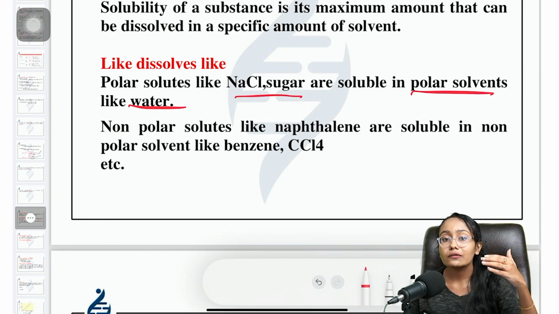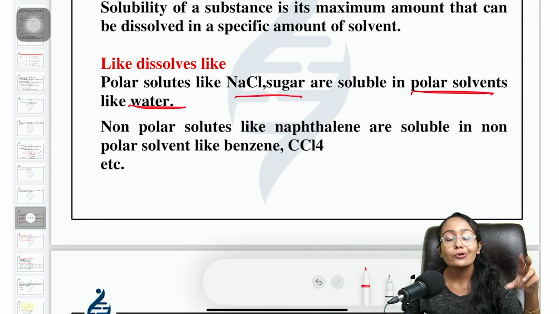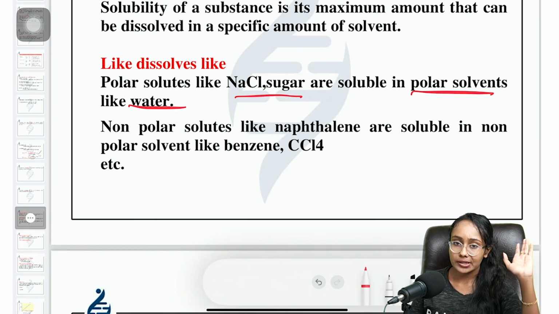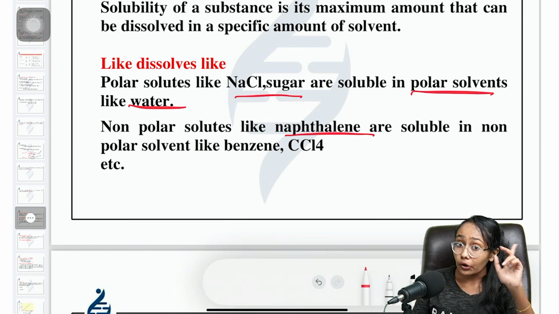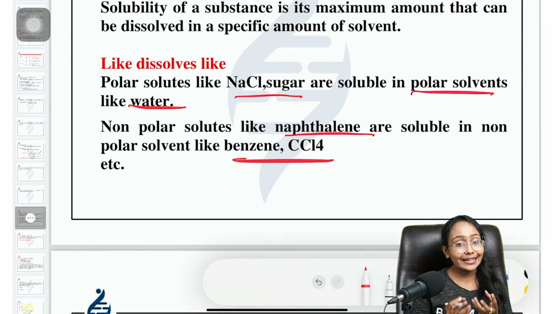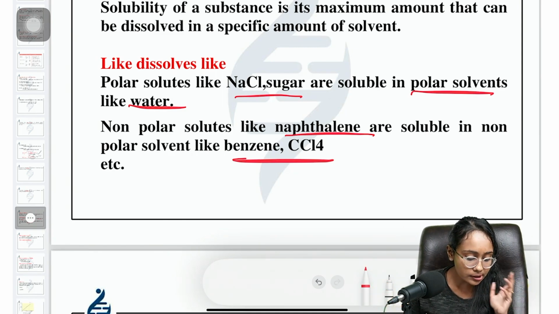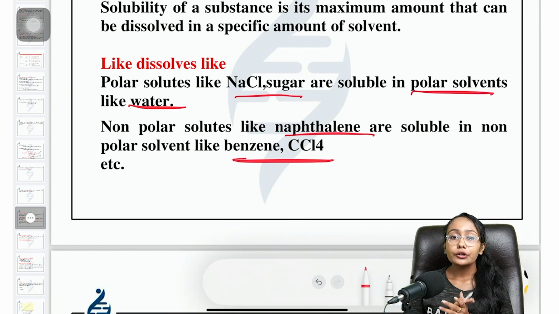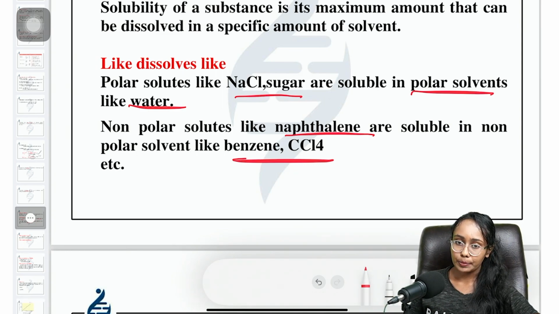Always the non-polar solvents dissolve non-polar solutes, or the non-polar solutes are always dissolved in non-polar solvents. Non-polar solutes like naphthalene are soluble in non-polar solvents like benzene, CCl4, etc. Non-polar solutes like naphthalene are always soluble in non-polar solvents like benzene, carbon tetrachloride, etc.